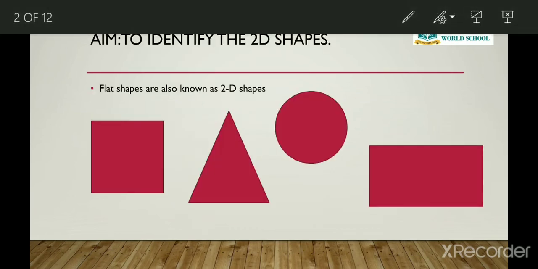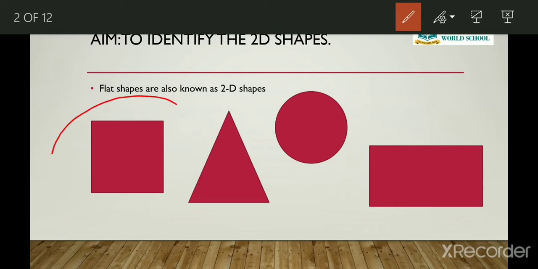So what are 2D shapes? Well, most of the things that we see around us are made up of different shapes. We can find shapes in buildings, road signs, food, people and so on. So 2D shapes are the shapes which are flat. We can find 2D shapes in pictures and many objects around us. Now, a few examples of 2D shapes are given on the screen.